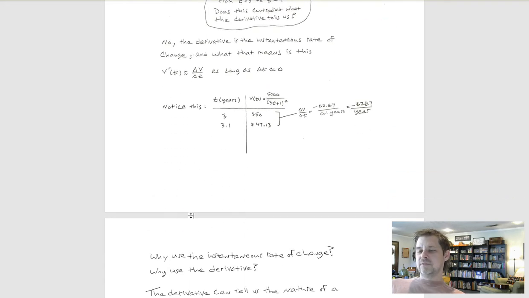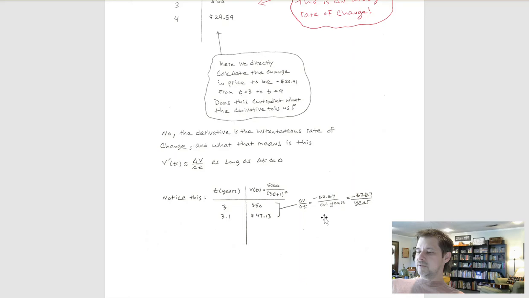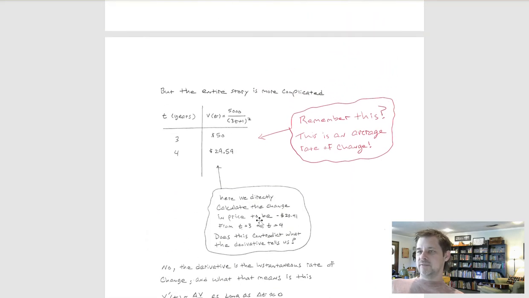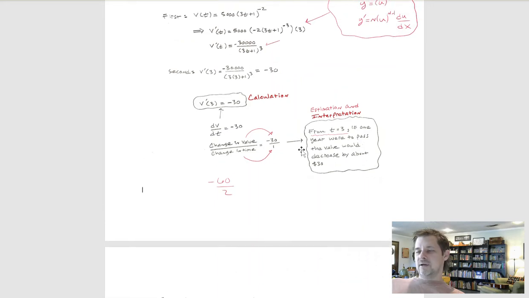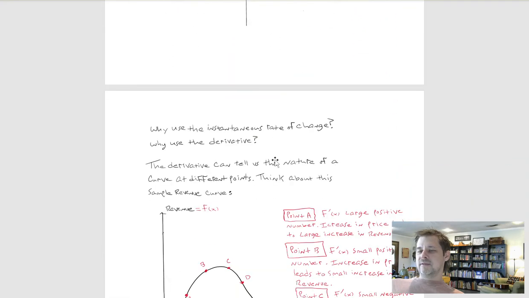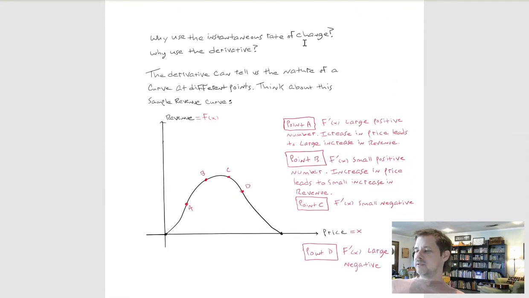All right, so still, why would we use the derivative at all and not just do average rates of change like this? If we really wanted to answer such a question, say, how is the value going to change over time? Then I'd say, why use the instantaneous rate of change? Why use the derivative? The derivative can tell us the nature of the curve at different points. So it gives us a kind of precision in our thinking, like I'm about to show you, okay?